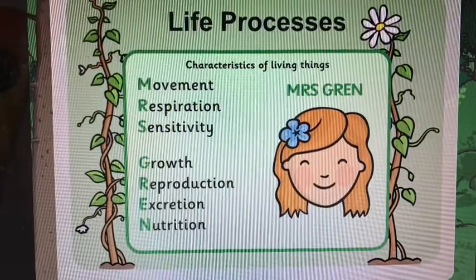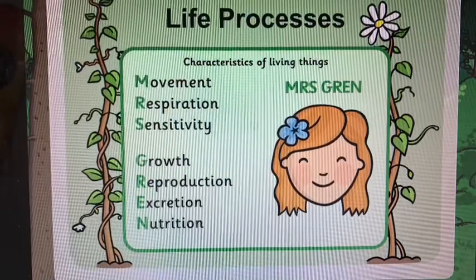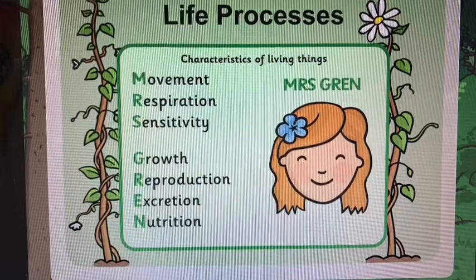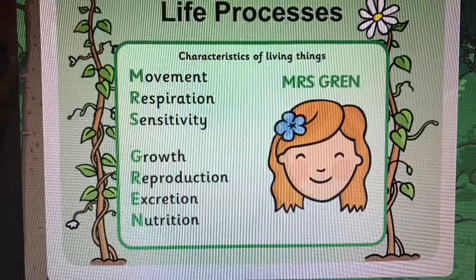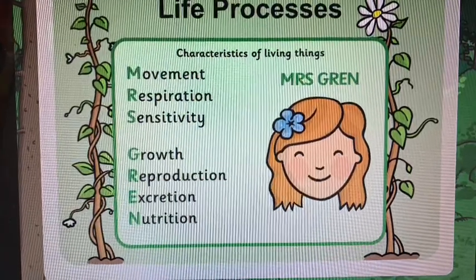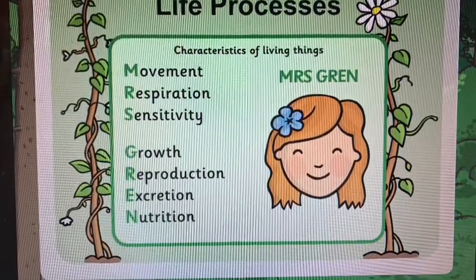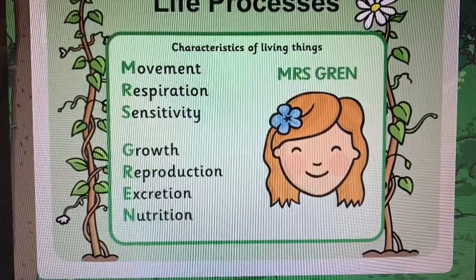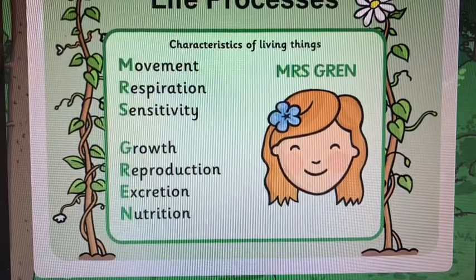So a way to help us remember the life processes, the things that animals and living things do, so animals and plants, is to think of Mrs Gren. So the M stands for movement, the R stands for respiration, the S stands for sensitivity, the G stands for growth, R stands for reproduction, E stands for excretion, N stands for nutrition.